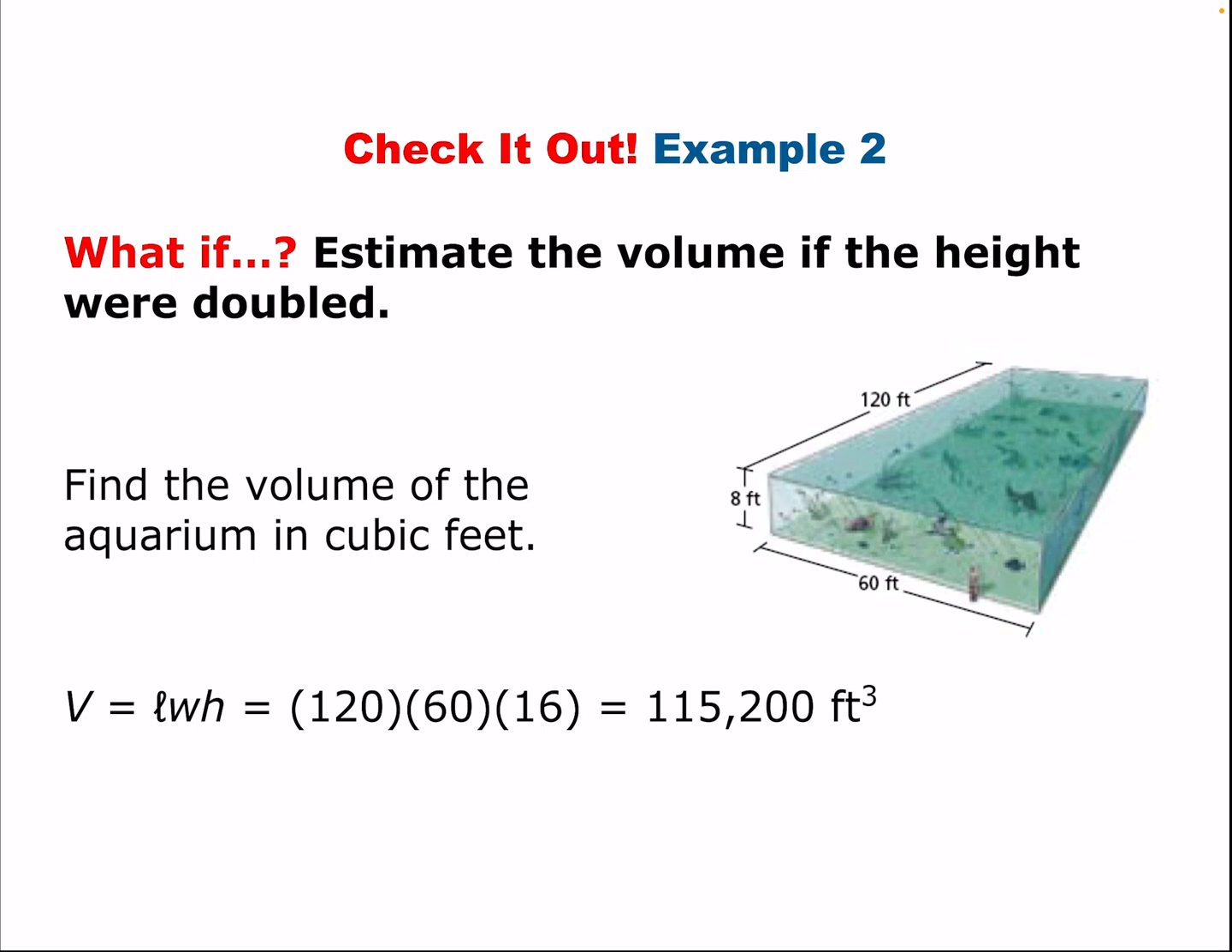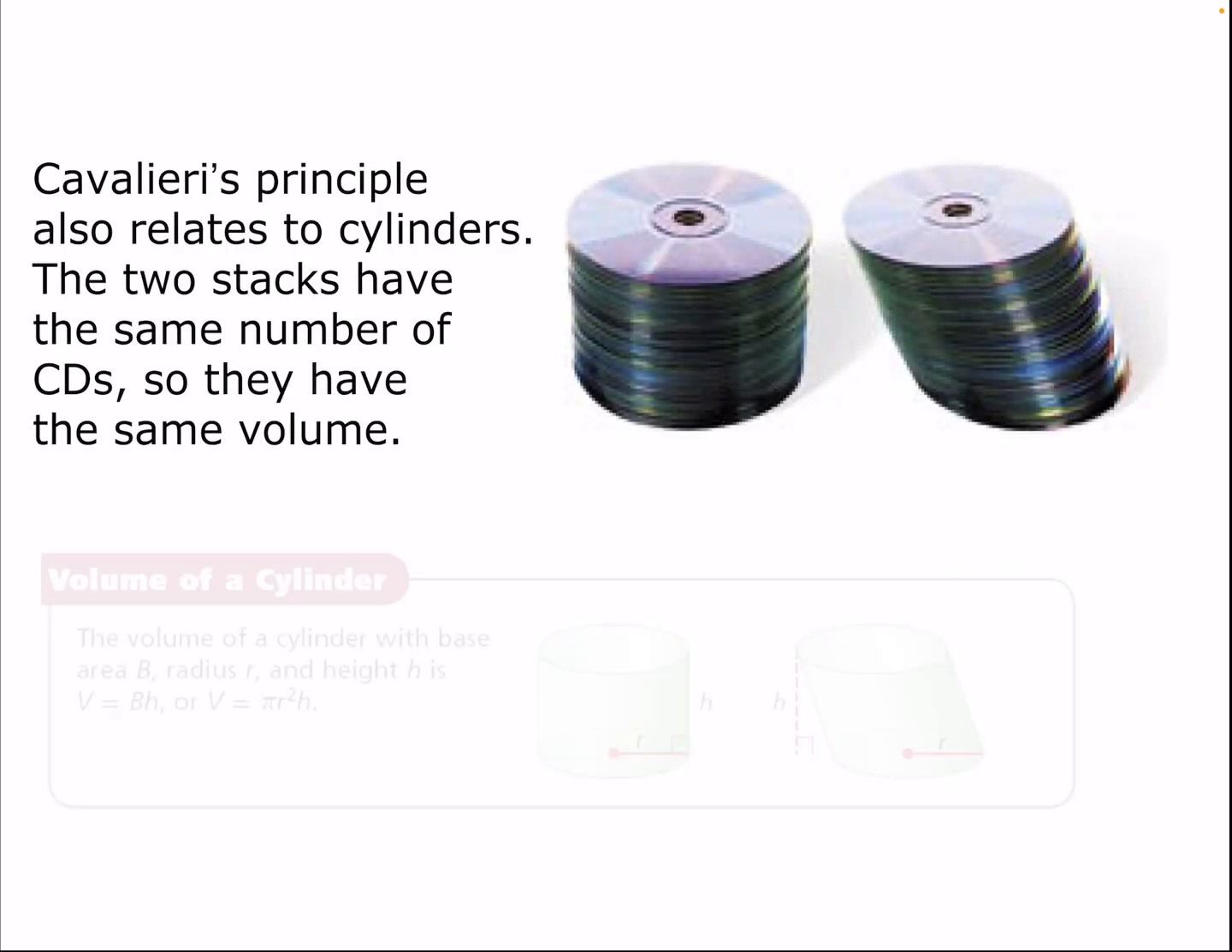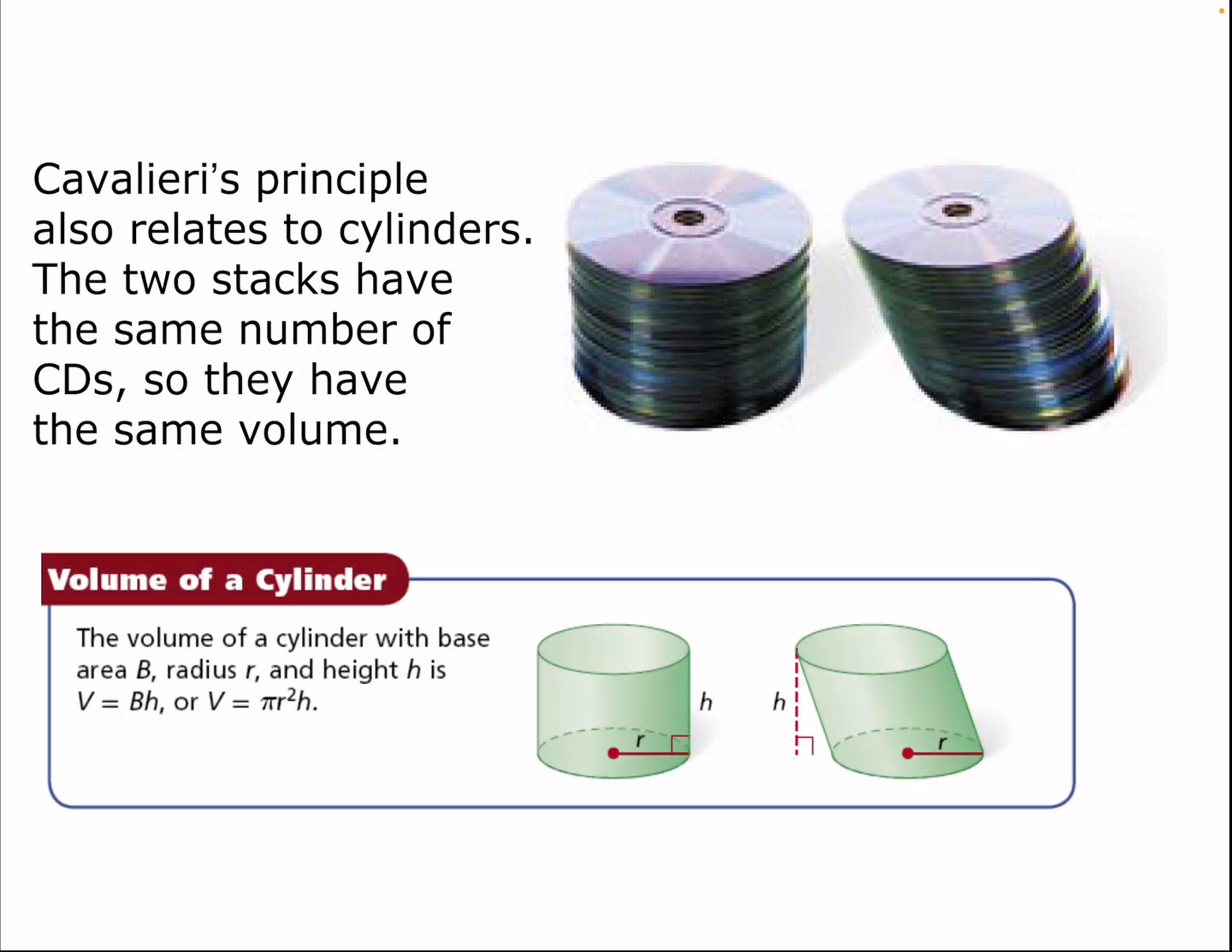Now let's look at cylinders. To find the volume of a cylinder, you're doing the same thing. You're getting the area of the base and multiplying it by the height. But remember, the base of a cylinder is a circle. So instead of just calling it the area of the base, because it's a circle, this never changes. It's always going to be pi times the radius squared. And then you're going to multiply by the height. So you're going to get the area of the circle and multiply by the height.